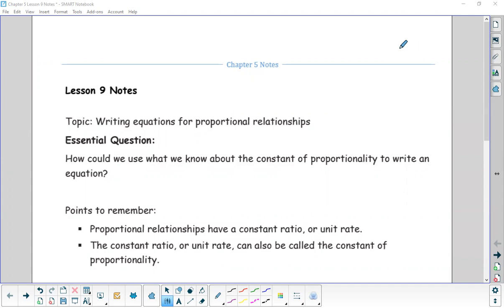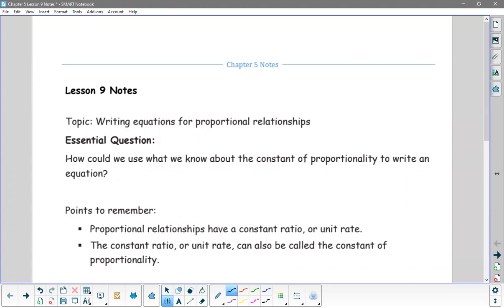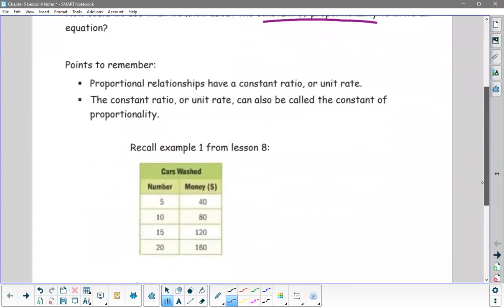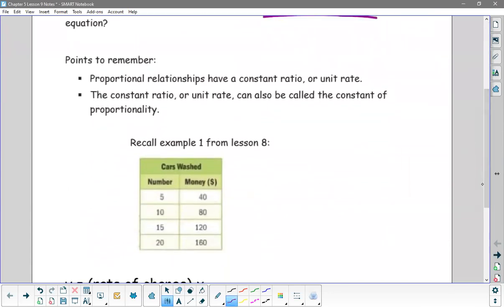Welcome to lesson 9. Today we're going to be writing equations for proportional relationships. So the big question then is, how can we use what we know about the constant of proportionality, which is just a really fancy way of saying rate of change, to write an equation? And that's what we'll be focusing on. So the last couple of days you've been talking about rate of change, and that's going to be the focus of writing equations today.